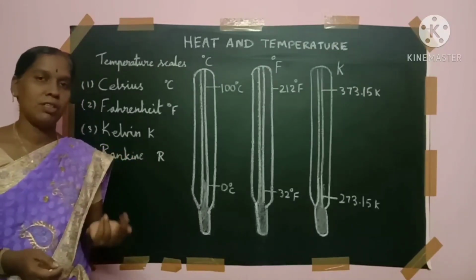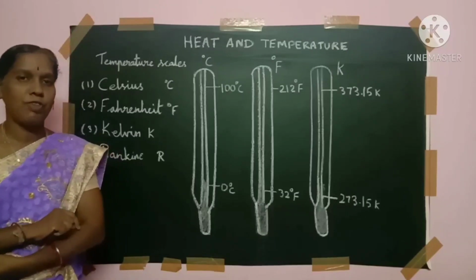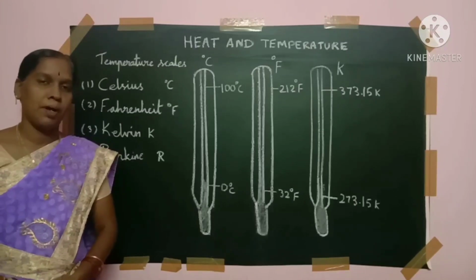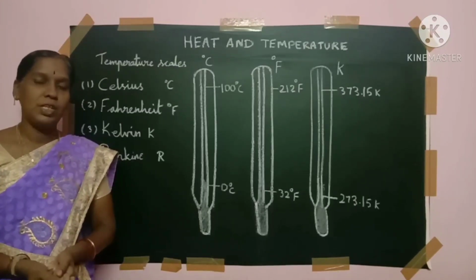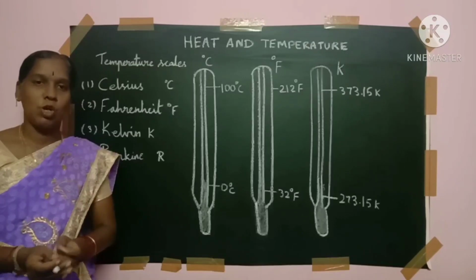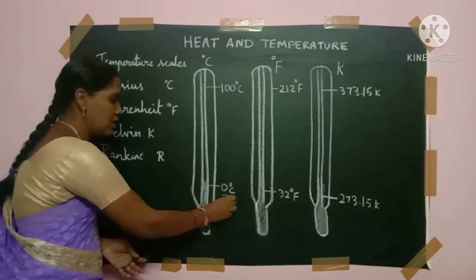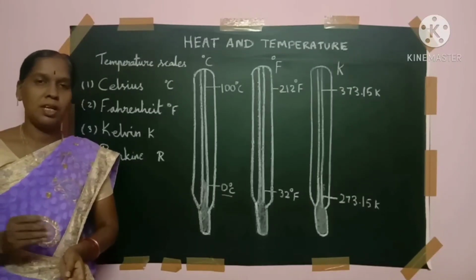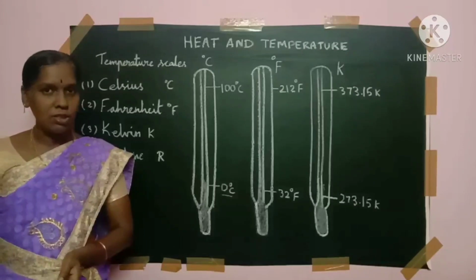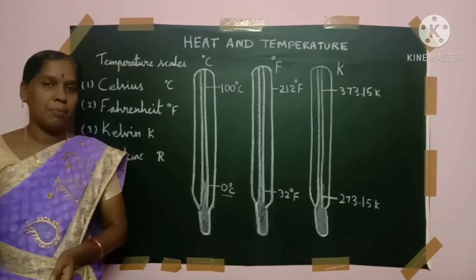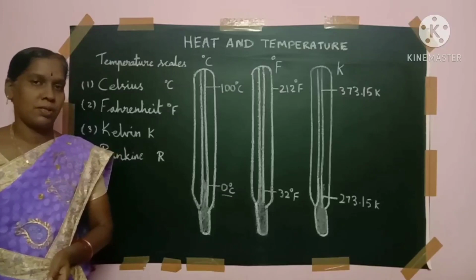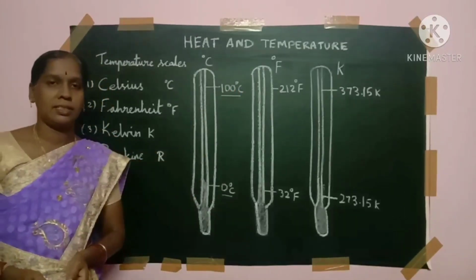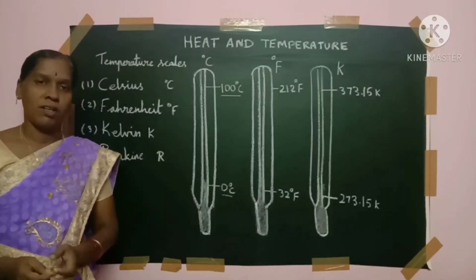Here we have two fixed points. One is the lower fixed point and another one is the upper fixed point. The freezing point of water is taken as the lower fixed point, that is 0 degree centigrade. What do you mean by freezing point? The temperature at which the liquid changes into solid state under pressure is said to be freezing point. And the next one, upper fixed point, that is 100 degree centigrade, the boiling point of water.